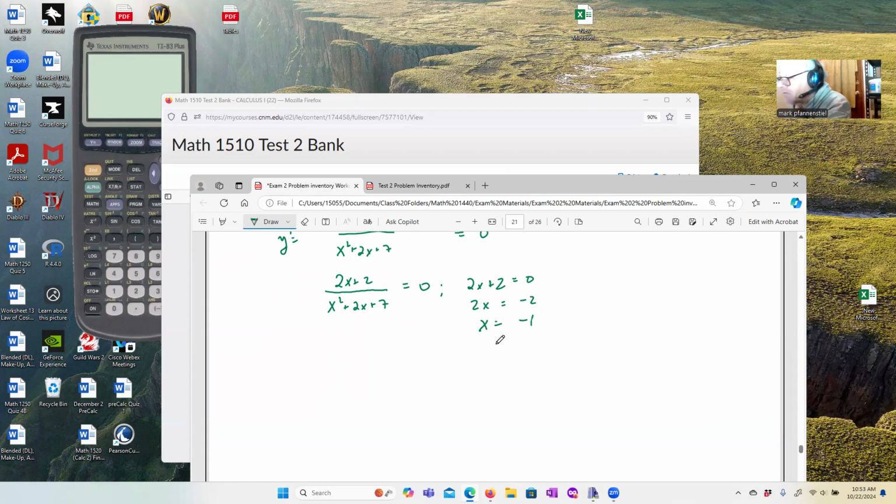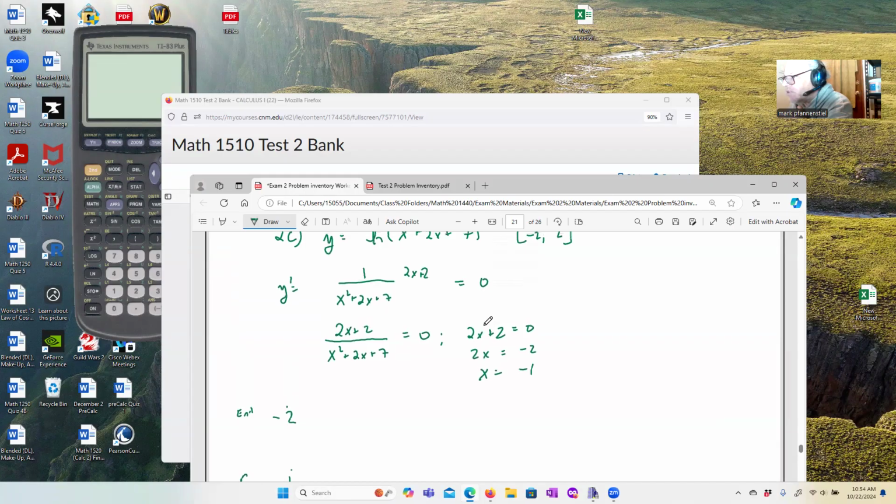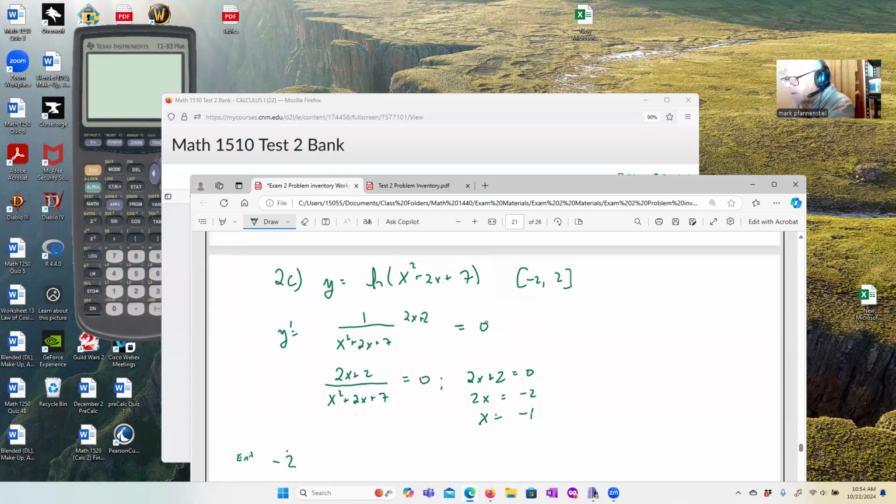Similar to all problems where we're trying to figure out absolute mins and maxes, we have to test the endpoints and the critical point. So we're going to test the values -2, -1, and +2, because -2 is an endpoint, -1 was our critical point, and +2 is another endpoint. Let's plug these into the original equation, ln of x squared plus 2x plus 7.